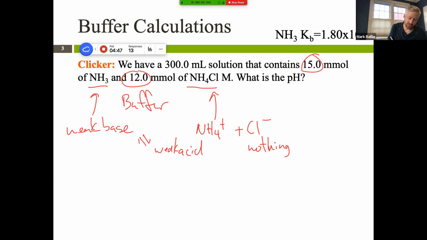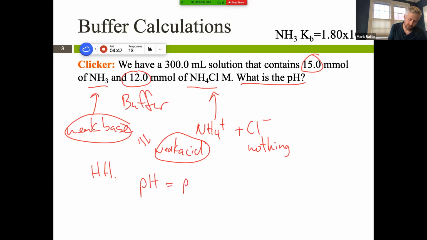Once we've established that we have a weak acid and its conjugate base, then we say Henderson-Hasselbalch. And then we say, well, pH is what we're trying to find, equals pKa plus log of the base over, oops, did I do that backwards? I did that backwards, didn't I? 15.0 millimoles over 12.0 millimoles. Can we find the pKa?